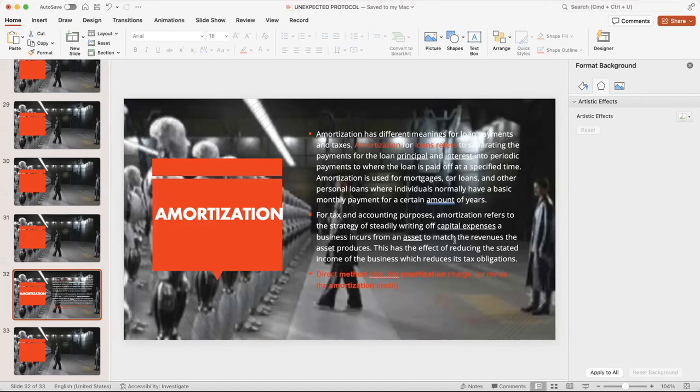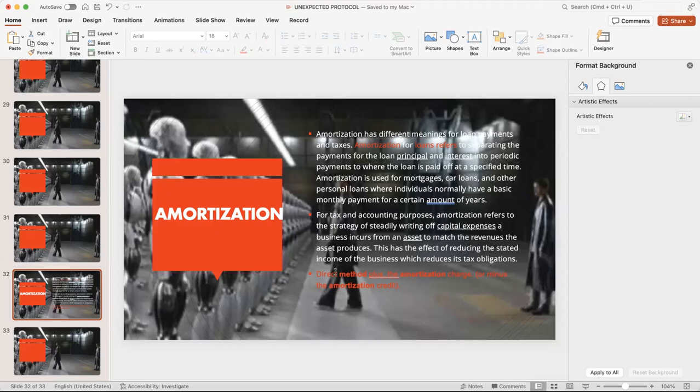And this is all what I was just speaking about. It's a matching number that reduces from the asset. The revenues the asset produces, because the asset is producing revenue, as I just said, you're sending in the 500. So that's revenue that's produced from that asset. And then they're subtracting a matching revenue from the balance. This has the effect of reducing the stated income of the business, which reduces its tax obligations. So this is why these servicers and lenders end up not paying taxes, because it's reducing their tax obligation every time we send them a payment.